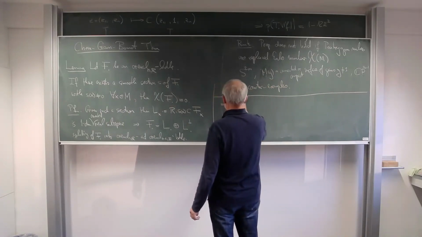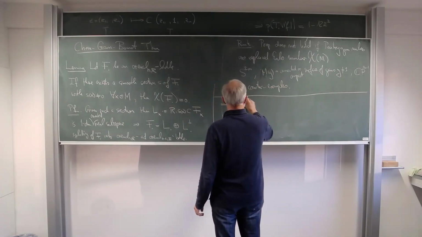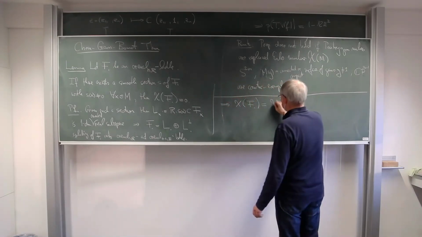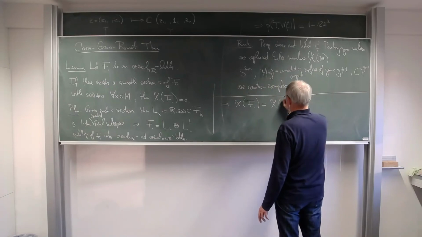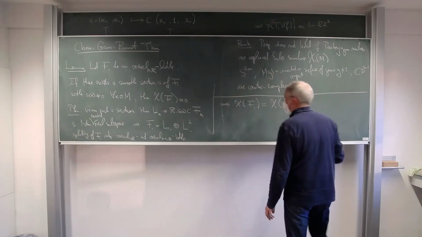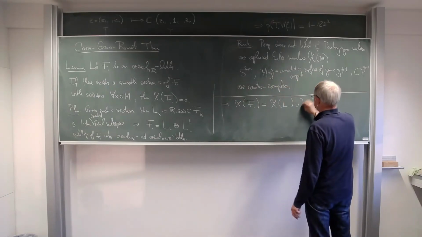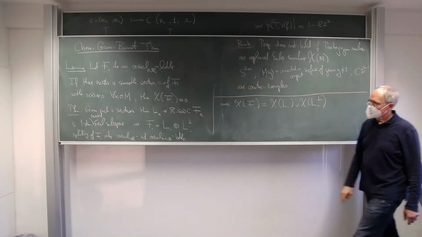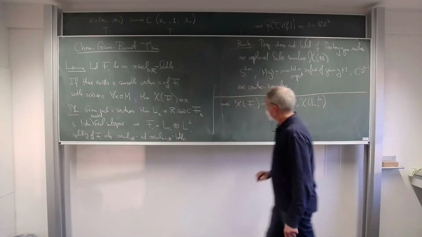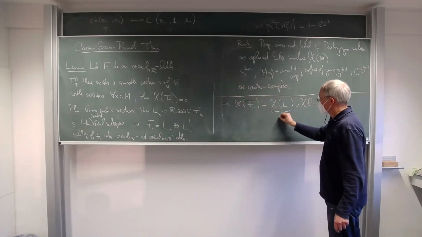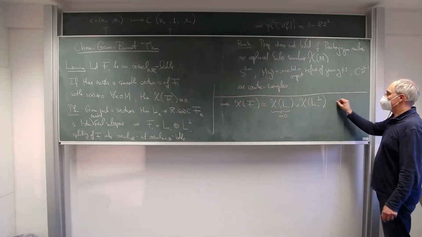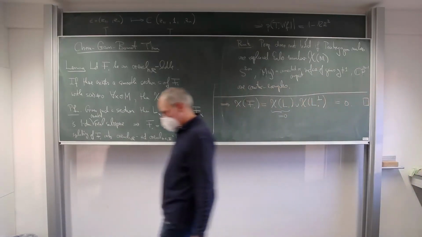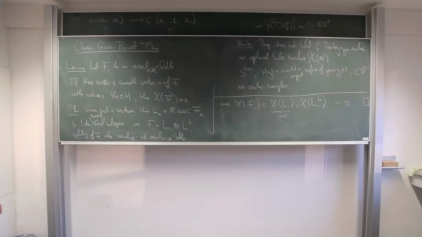And now take the Euler class of F. As we mentioned earlier, the Euler class is multiplicative with respect to direct sums. But the line bundle L is trivial, and the Euler class of the trivial bundle is 0. That's it. Good. Okay.